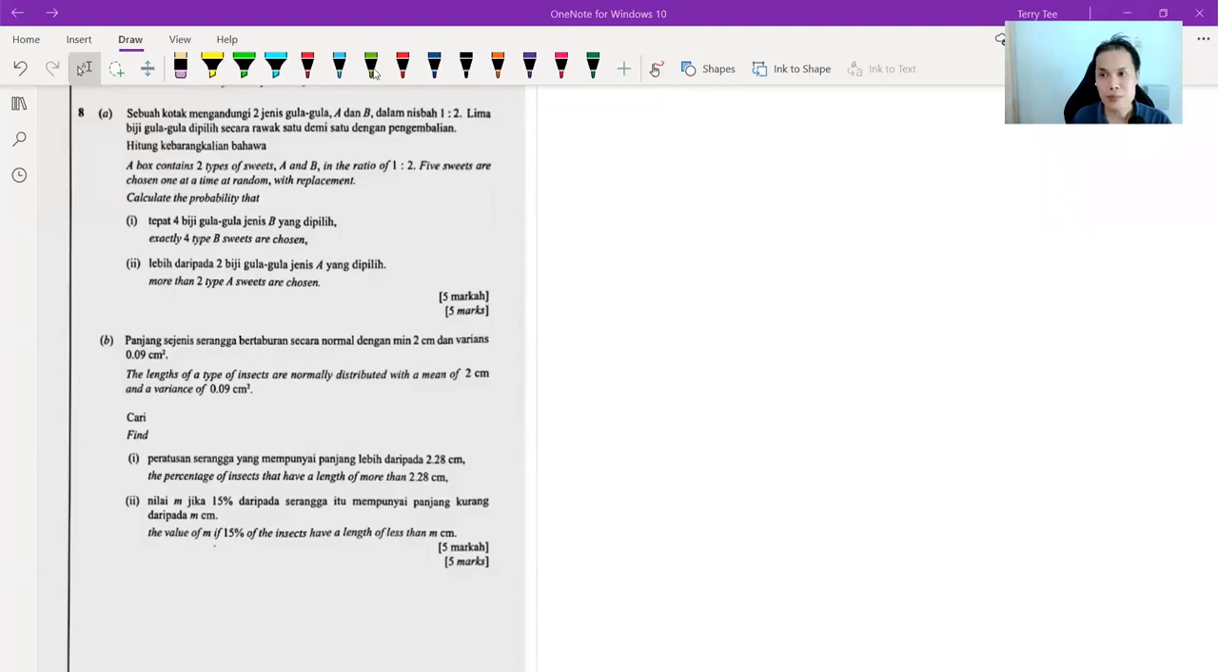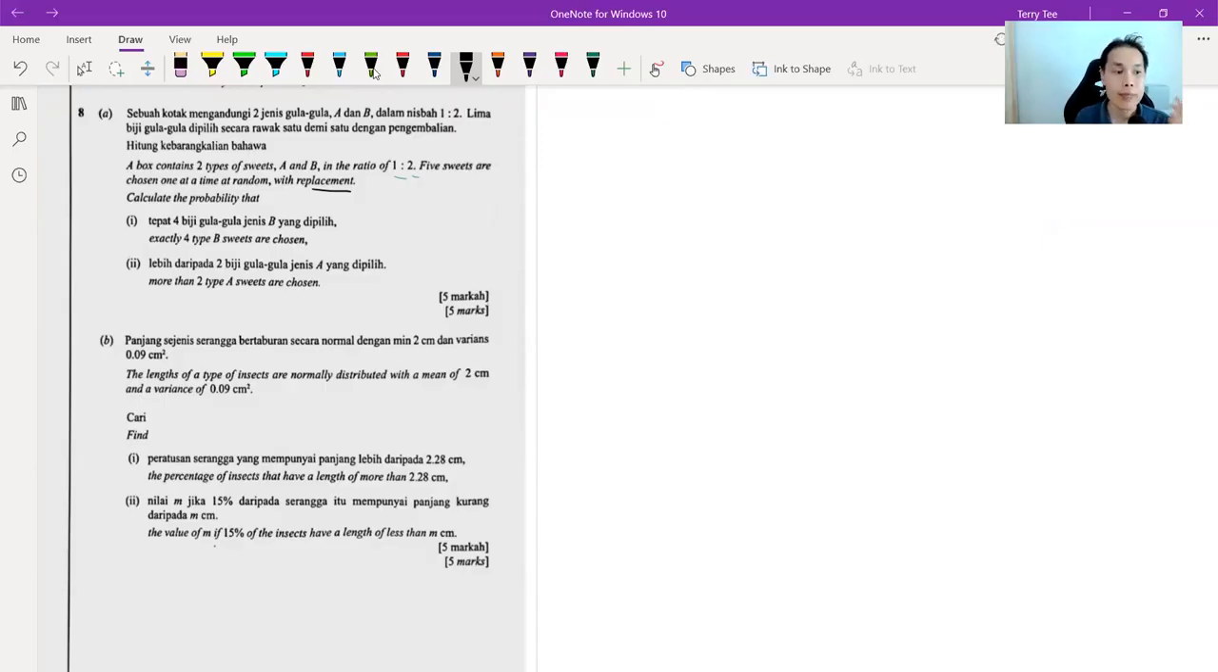Okay, moving on to section B, question number 8. So here we have a box that contains 2 types of sweets, A and B, in the ratio of 1:2. All right, 5 sweets are chosen at random with replacement. Now remember, when you draw, you put back, you draw again. It's a binomial distribution. The probability is fixed, is constant.